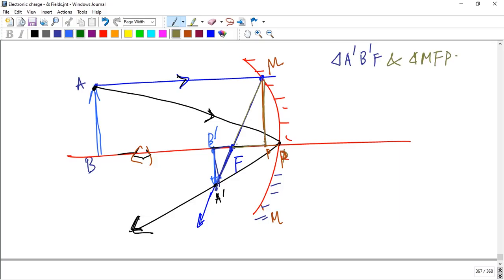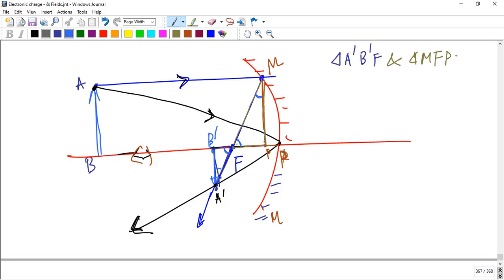You see that in A dash B dash A, this angle and this angle are vertically opposite, so they are the same. A dash B dash and MP are parallel, and A dash M is a transversal, so this angle is equal because the two are alternate angles. That's why these two triangles are similar. If these two triangles are similar, the ratio of the corresponding sides is the same.